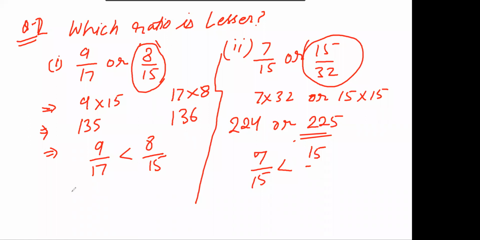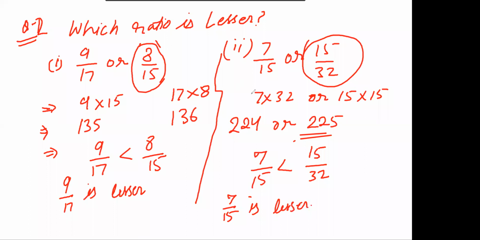So you will write here 9 upon 17 is lesser, and here 7 upon 15 is lesser. Clear? Okay, now let us do the third question of this exercise.